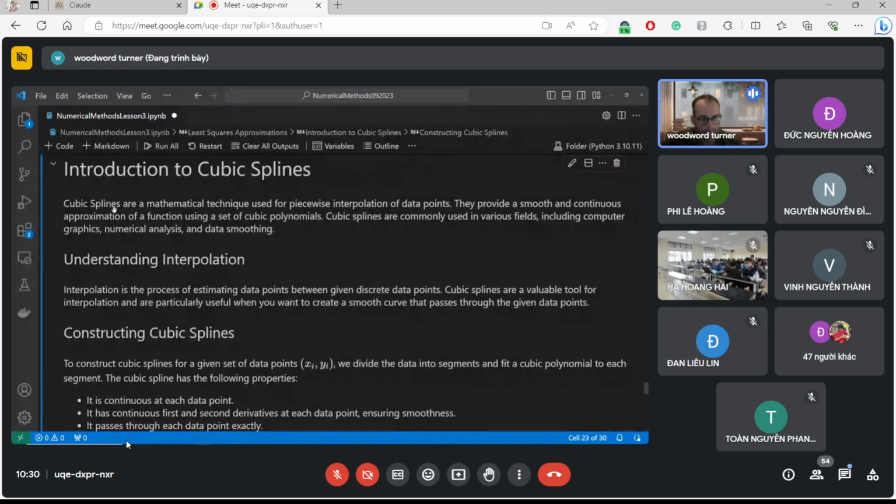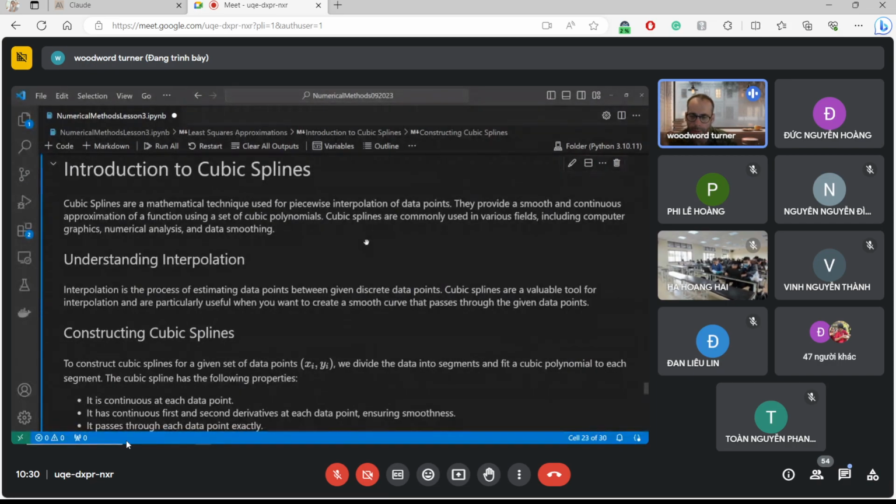Cubic splines are a mathematical technique used for piecewise interpolation of data points. So what does that mean? It means that it's not necessarily going to be one function that interpolates all of the data points, like we saw in the polynomial case and the Lagrange case, the Newton case. We're going to try to interpolate piecewise.